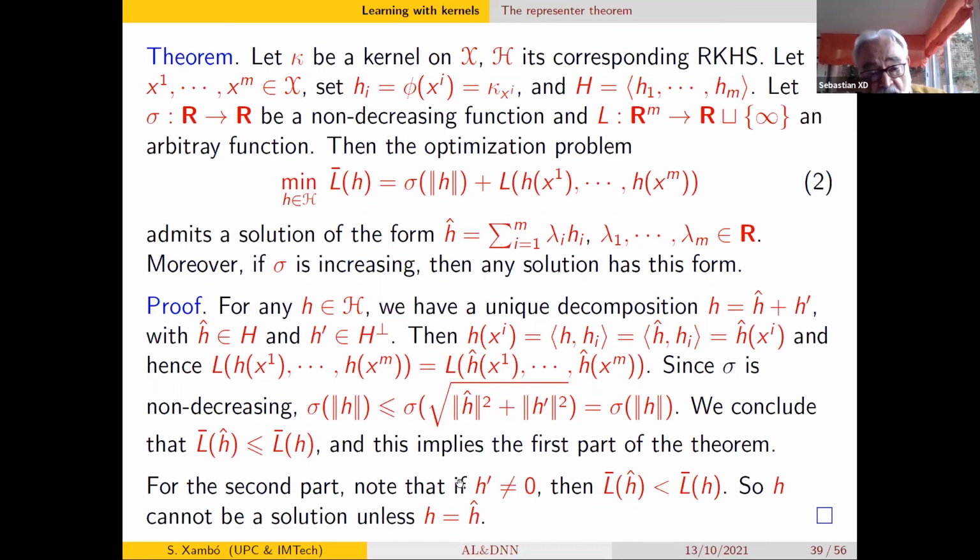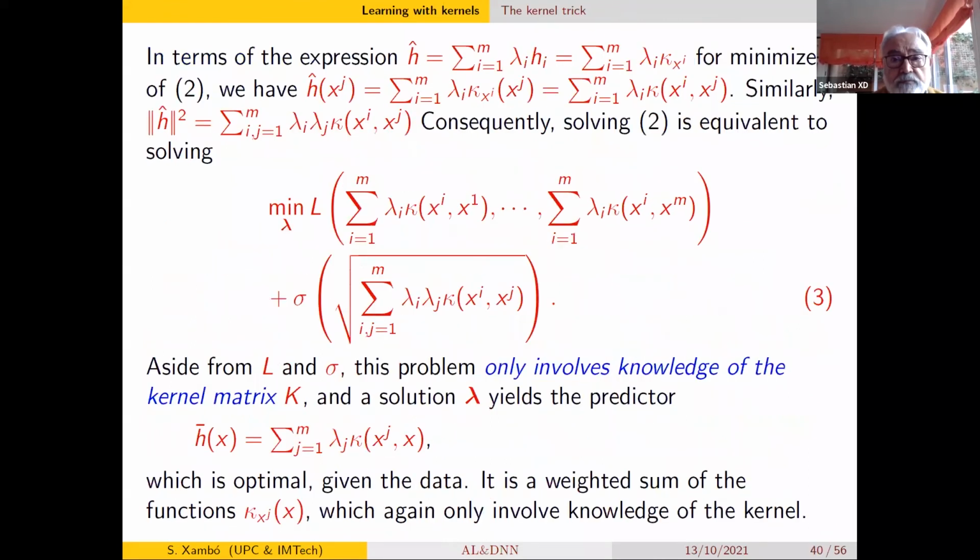And for the second part, notice that if h prime is non-zero, then L bar of h hat is strictly less than L bar of h because of the sigma, okay? So h cannot be a solution of the minimum problem unless it coincides with h hat. This is the end of the proof. Now the kernel trick goes as follows.